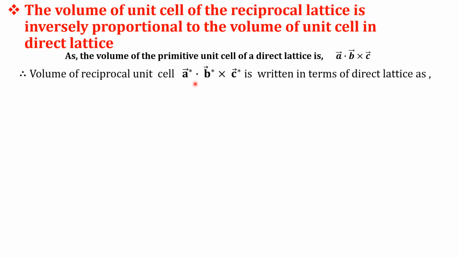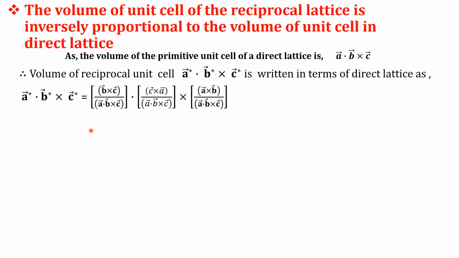That volume of unit cell in the reciprocal lattice we write in terms of direct lattice. Therefore, on one side we keep volume of reciprocal unit cell, that is vector A star dot vector B star cross vector C star. Put the values of vector A star, B star and C star on the other side, and this is the simplified term. Vector A star is B cross C divided by A dot B cross C. Vector B star is C cross A divided by A dot B cross C. And vector C star is A cross B divided by A dot B cross C.